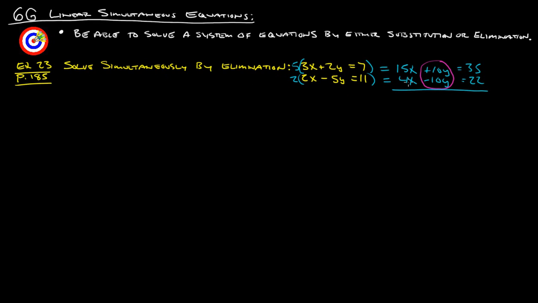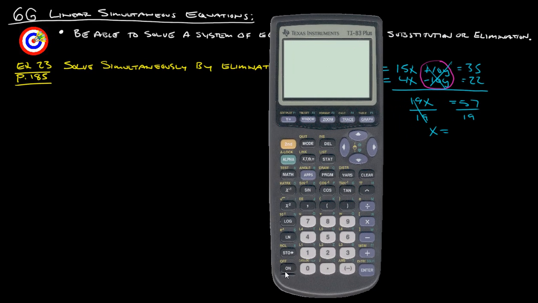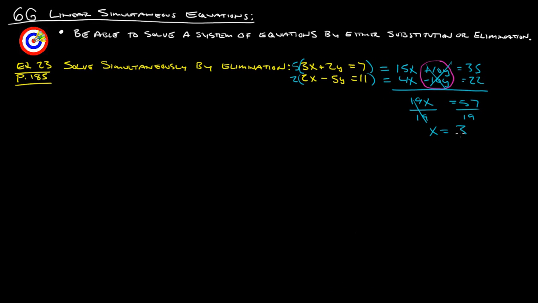Right? So now that we have that, we can just add these up. 15x and 4x is 19x. These cancel out. 35 and 22 is 57. Right? So we divide both sides by 19, and we get x equals, let's figure that out. 57 divided by 19 gives us 3.